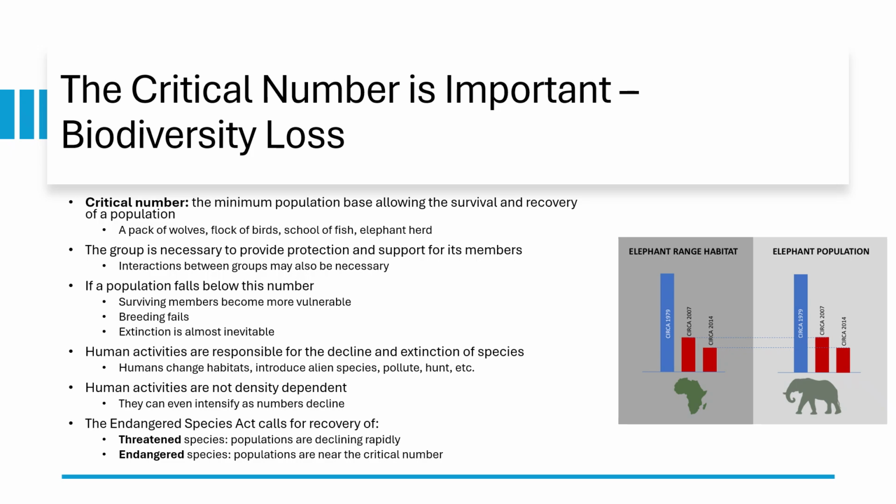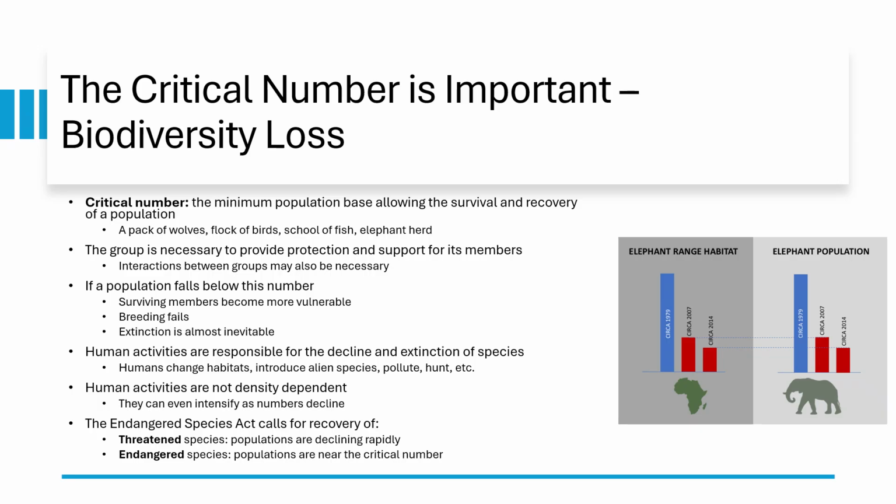So for a population to be maintained in an ecosystem, the number of individuals in that population should not fall below what we call the critical number. So the critical number is extremely important. It prevents biodiversity loss. What we call the critical number in a population is the minimum number of individuals that allows that population to survive and recover.